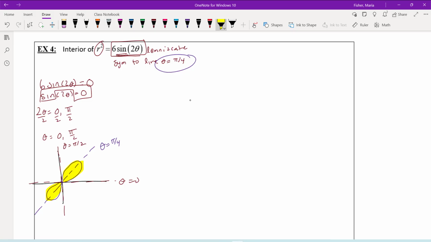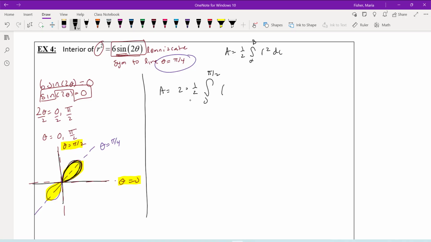We are going to use symmetry to find our limits of integration. Therefore, the limits of integration that we are going to use are from 0 to pi over 2, that graphs half of it. So we're going to take those limits of integration and multiply by 2 to find the area of this lemniscate. So our area here is going to equal 2 times a half the integral from 0 to pi over 2, because again, between 0 and pi over 2, we drew half of our lemniscate. And then be careful here. Remember, the area formula is 1/2 times the integral from alpha to beta of r squared d theta.